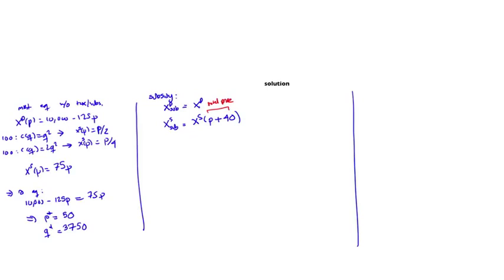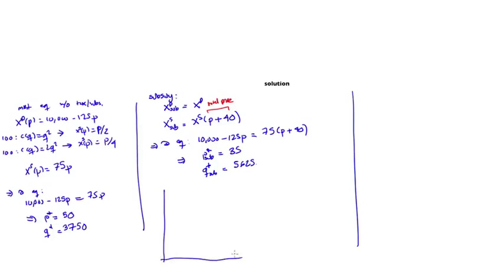Now, this implies that in equilibrium, we're going to have that 10,000 minus 125p is equal to 75p plus 40. And if you solve this, it is going to imply that P star with subsidy is equal to 35 and Q star with subsidy is equal to 5,625.